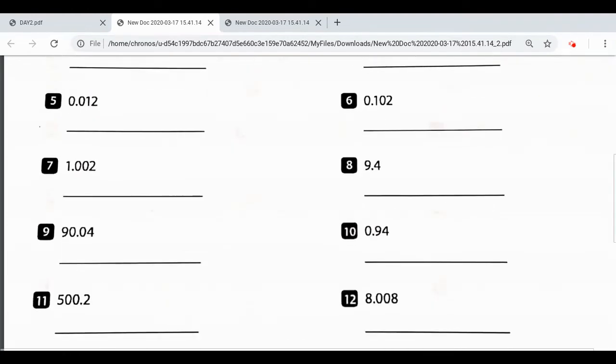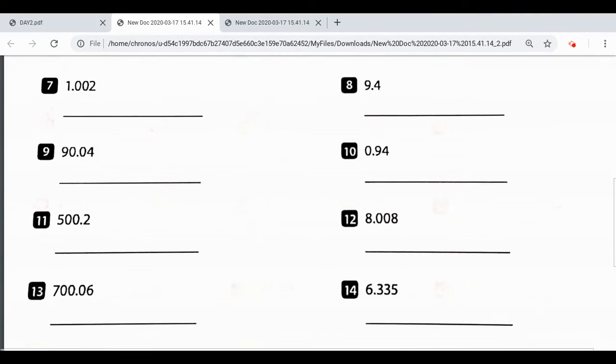Let me give you another example here. Okay, let's take number 12, for example. Now that one does have value to the left of the decimal point. So the way I would write that, or say that out loud, would be 8 and 8/1000ths. Over there to the left, my 8 has a value of 8, and on the right, my 8 has a value of 8/1000ths. So I would say 8 and 8/1000ths.